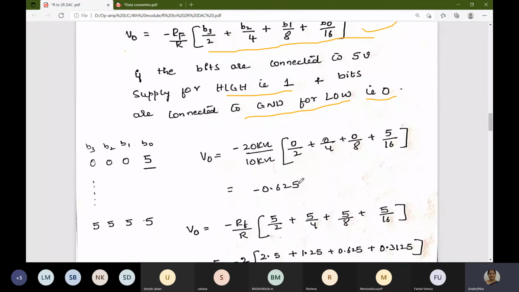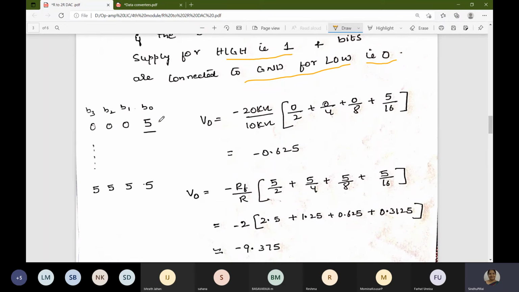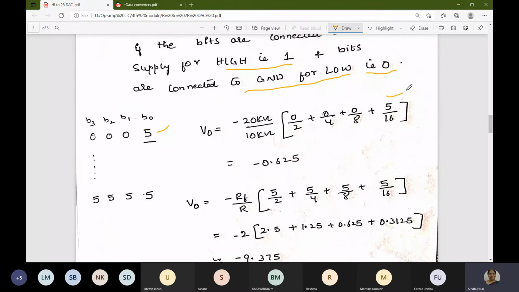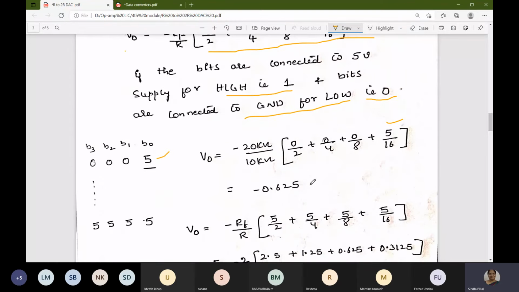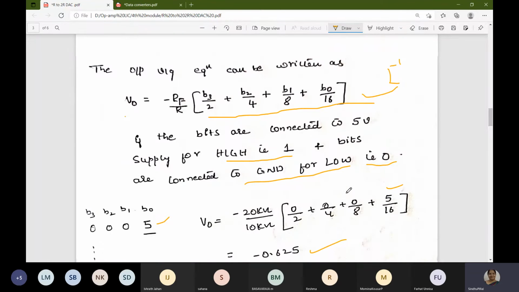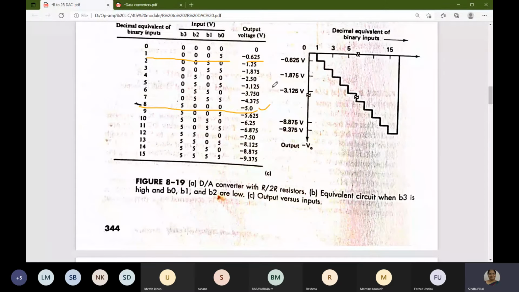Now we'll go for the other combination. Now think that B0 is connected to plus 5 volts. First we had seen B3, now like that B0 is connected. Only B0 is connected means it is 5 by 16 here, all others are 0. So what will be the answer? It will be minus 0.625, only when B0 is connected. You can see here it is 0001, it is minus 0.625. You can go with any combinations.